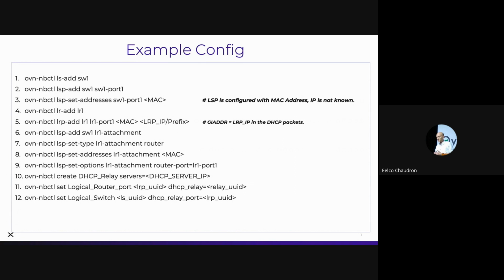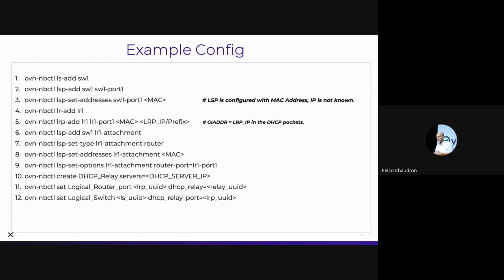In command number 10, we are creating an entry in the DHCP relay table to store the DHCP server IP. In command number 11, we are updating the logical router port to use the right DHCP server IP. And in command number 12, we are updating the logical switch to use the right logical router port that has DHCP relay set. Command number 11 makes sure that all the required logical flows are created in the logical router pipeline stages for the DHCP relay agent.